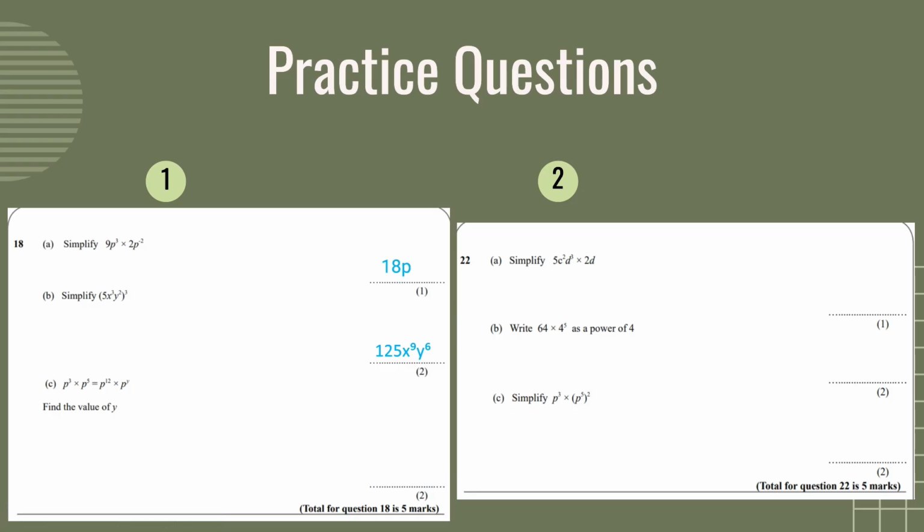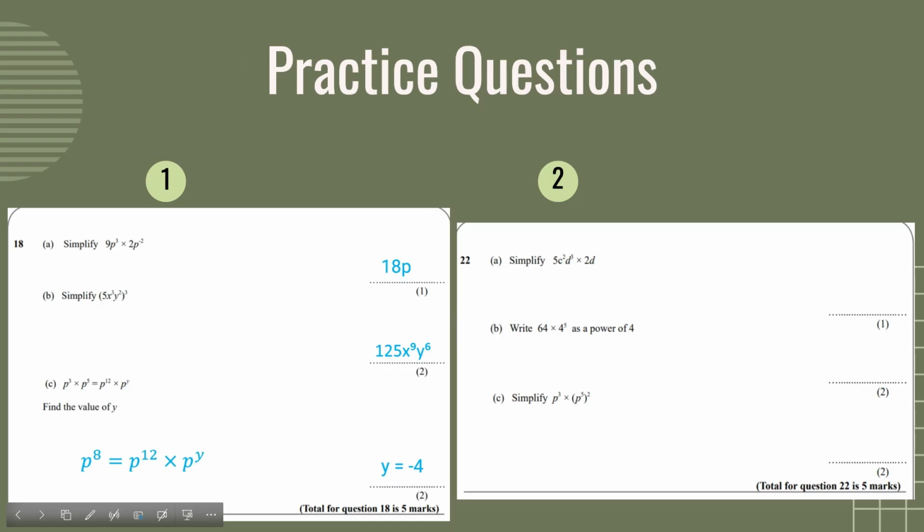In part C, we are asked to find the value of y in the equation p cubed times p to the power of 5 equals p to the power of 12 times p to the power of y. We can rewrite this as p to the power of 8 equals p to the power of 12 times p to the power of y. To get from 12 to 8, we minus 4, leaving us with our final answer, y equals minus 4.